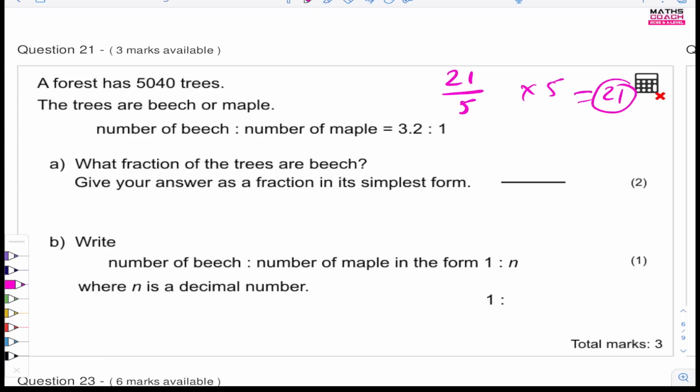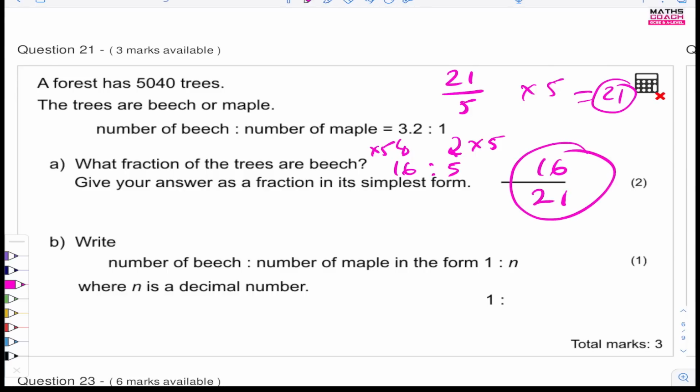So now, each of these we also times by 5, so we can get them into whole numbers. So 3.2 times by 5 gives us 16, and 1 times by 5 is 5. So the fraction of the trees that are beech, which is represented by the 3.2 and now the 16, is going to be 16 out of the total, which is 21. And that's the fraction. 16 over 21 is its simplest form because you can't divide by a number to reduce this.